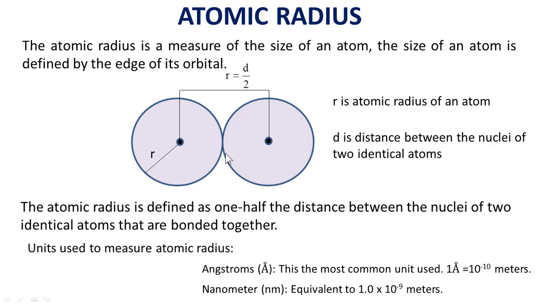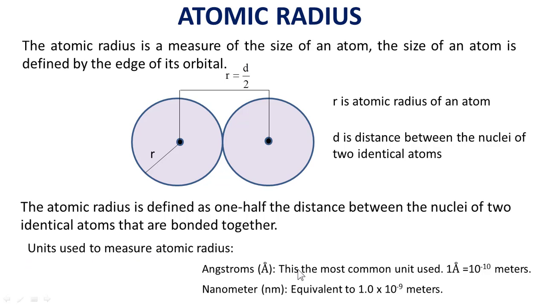One practical approach to finding the atomic radius of an atom is to measure the distance between two identical atoms. These are two identical atoms, and here is the distance between the two nuclei of the two atoms. So the atomic radius is defined as one half the distance between the nuclei of two identical atoms that are bonded together.